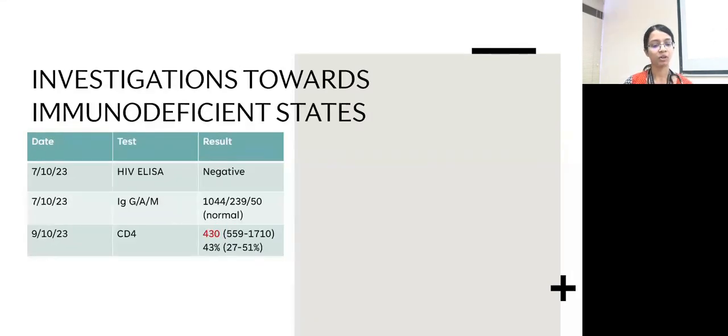So we did a basic immunodeficiency workup that was also negative. Immunoglobulin levels were normal. CD4 was mildly decreased, but he has an active immune phenomenon and his percentages were okay.